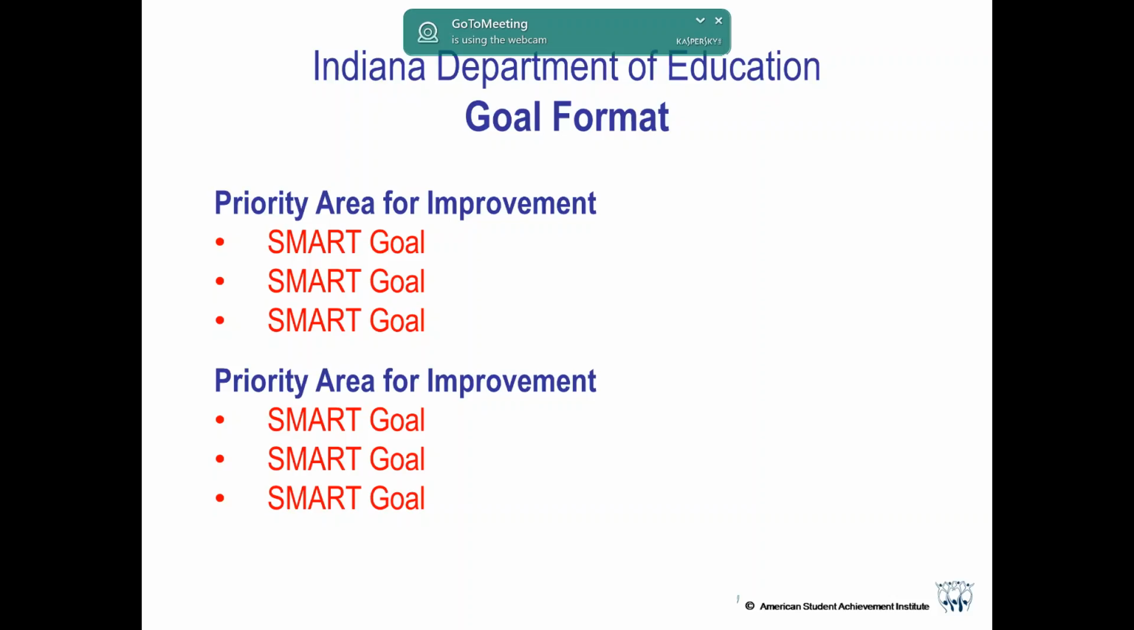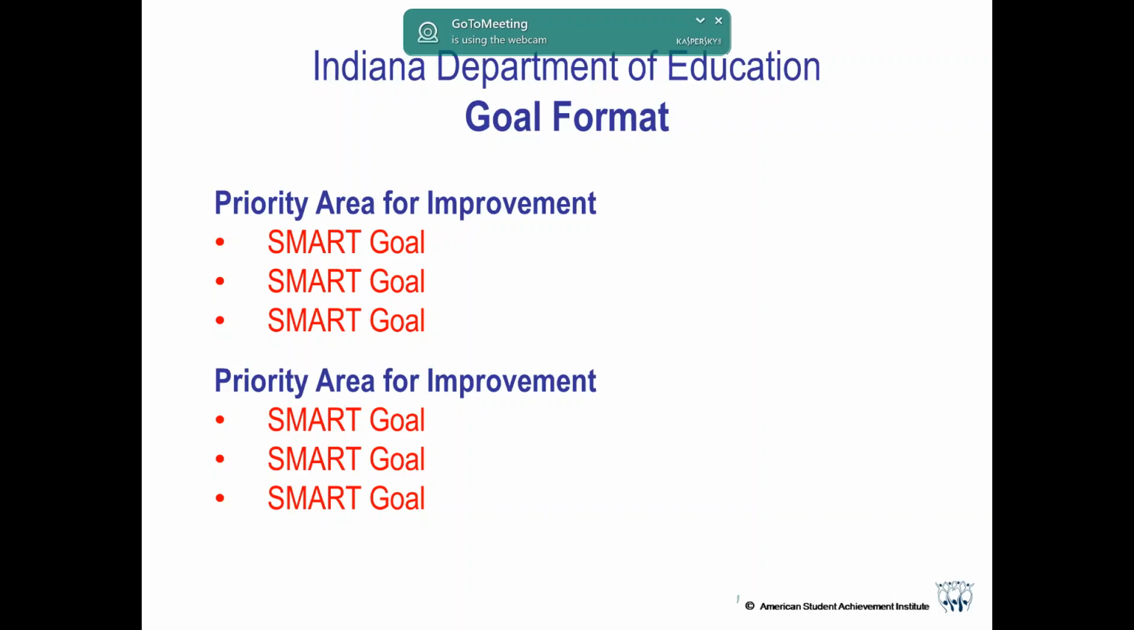So there are priority areas for improvement. These are very general areas. They're very, very broad. And to be honest, they don't really lend themselves well to school improvement planning because they're too broad. Once we go on in the process, we want to know specifically what we are trying to improve. And so after this point, we'll always be talking about SMART goals. But we'll group those SMART goals into these broader areas.